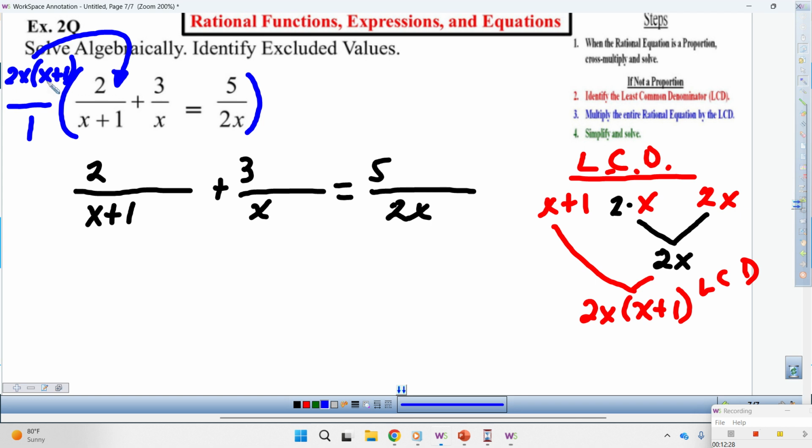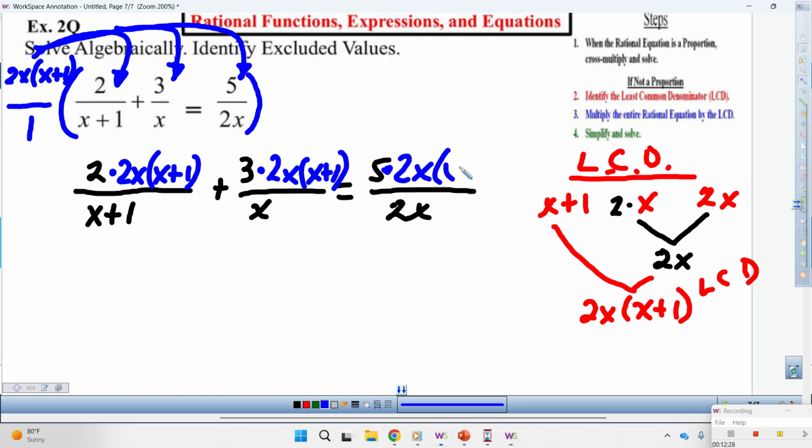So 2x, x plus 1 times 2, I just write it here, times 2x, x plus 1. I do that again for the next numerator. So 3 times 2x, x plus 1. Next numerator, times 2x, x plus 1. We're done with this step.